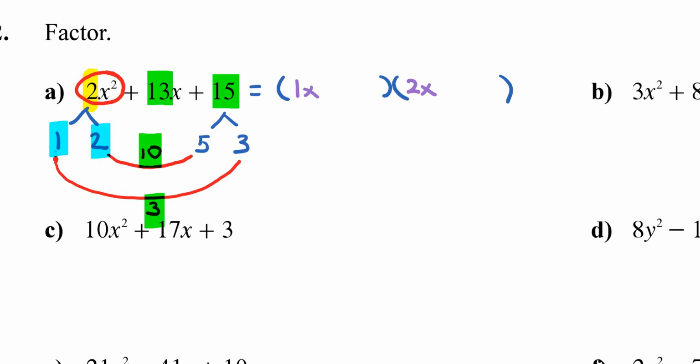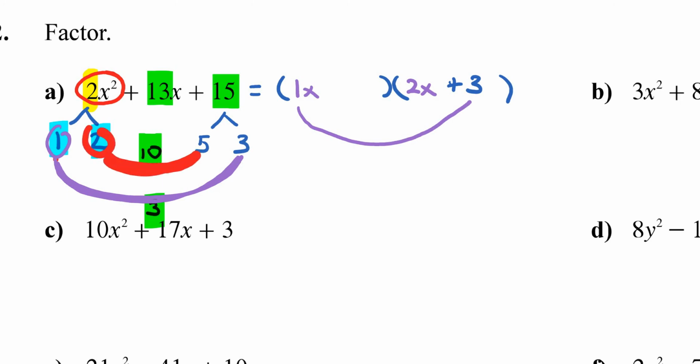Remember, if you look at the 1 here, the 1 multiplies with the 3, so I need a plus 3 over here. And then you'll notice that this 2 multiplies with the 5, right? So that means I need the plus 5 over here. So that's how you transfer the numbers into the brackets. So my final answer is 1x plus 5 times 2x plus 3. And some teachers call this the smiley face method, and this is one of the techniques that you can use to factor these trinomials.